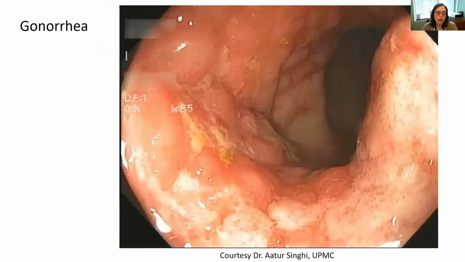Now, this is the only case of isolated gonorrhea that I've seen, provided by my colleague, Dr. Singhi at University of Pittsburgh. And you can see also similarly boggy, nodular, ulcerated mucosa.